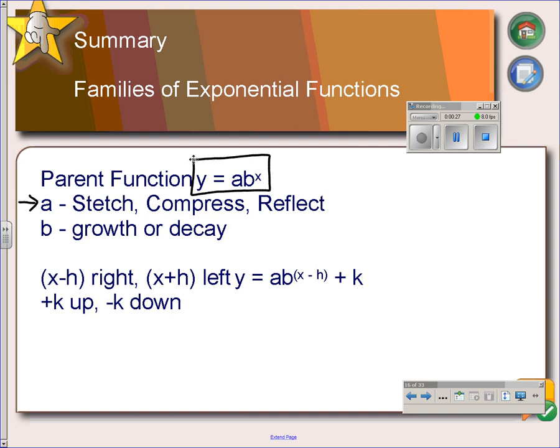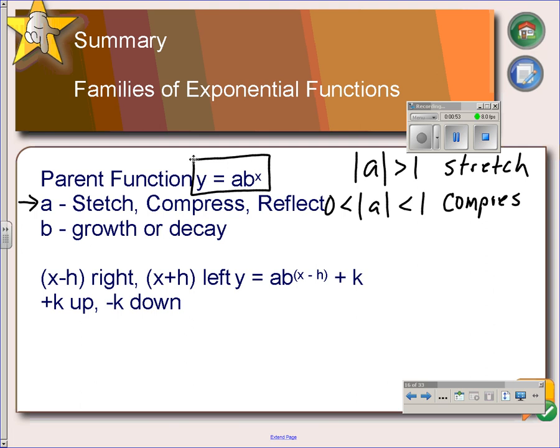The a value will tell us if it's a stretch, compress, or reflect in exactly the same way it did with our quadratics, cubics, and square root functions. So if the absolute value of a is greater than 1, it's going to be a stretch. If the absolute value of a is less than 1 but greater than 0, it will be a compress. And if a is negative, then it's going to be a reflection across the x-axis, so it flips the graph upside down.